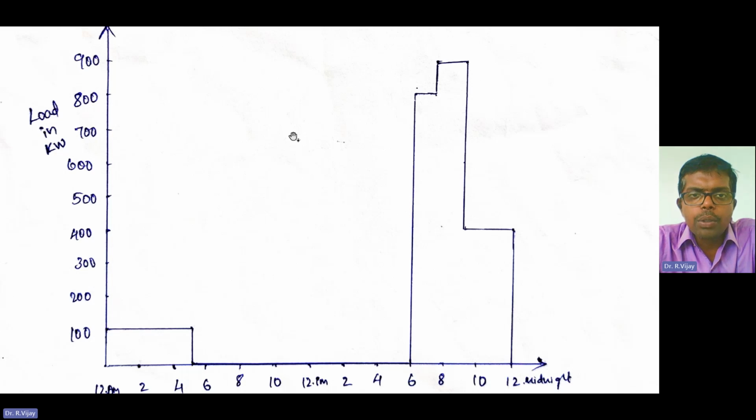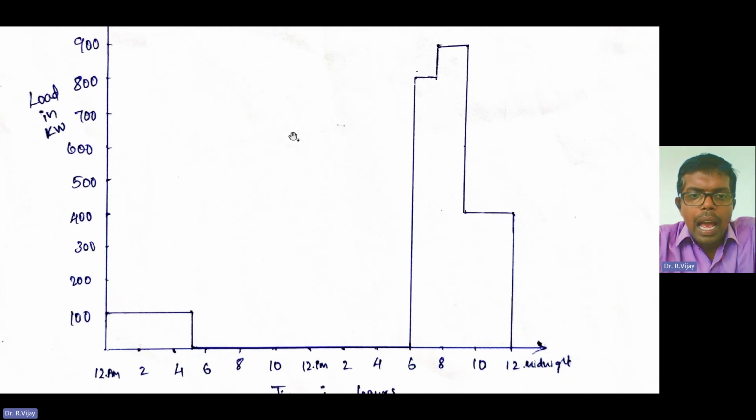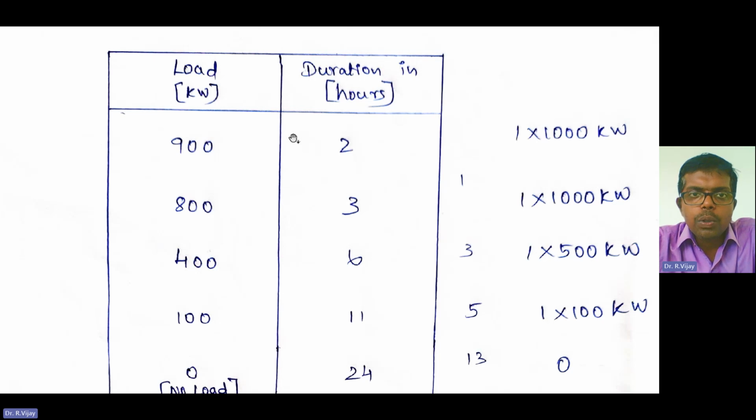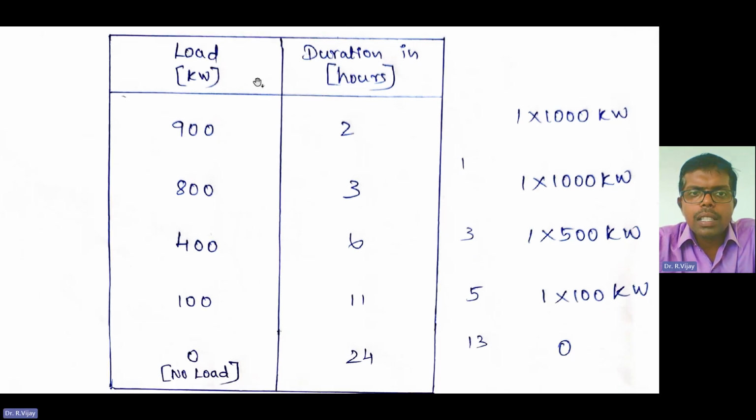Next, we need to draw the load duration curve. As I said, in the load duration curve, first you need to draw the load and also the duration. We need to sort the data. Whatever data is given in the problem, we need to sort in descending order from higher to lower. For example, 900 kilowatt, 800 kilowatt, 400 kilowatt, 100 kilowatt, and 0. Zero means no load. And the duration also.